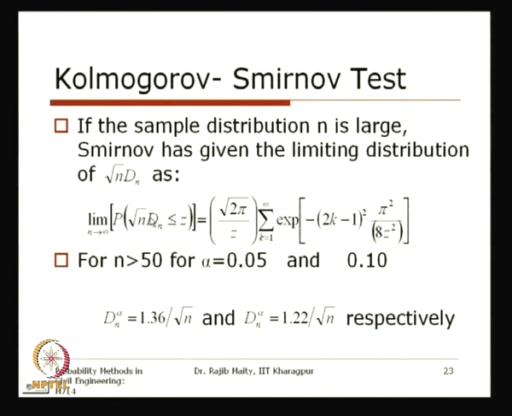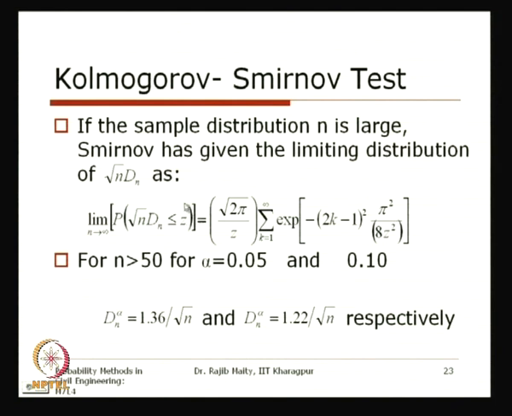square root n multiplied by that Dn statistic being less than or equal to z is equal to square root 2 pi by z multiplied by the summation of k equals 1 to infinity of exponential minus (2k minus 1) square multiplied by pi square by 8z square. So this is what it gives: when n tends to infinity, meaning when n is very large, this is how Dn varies.